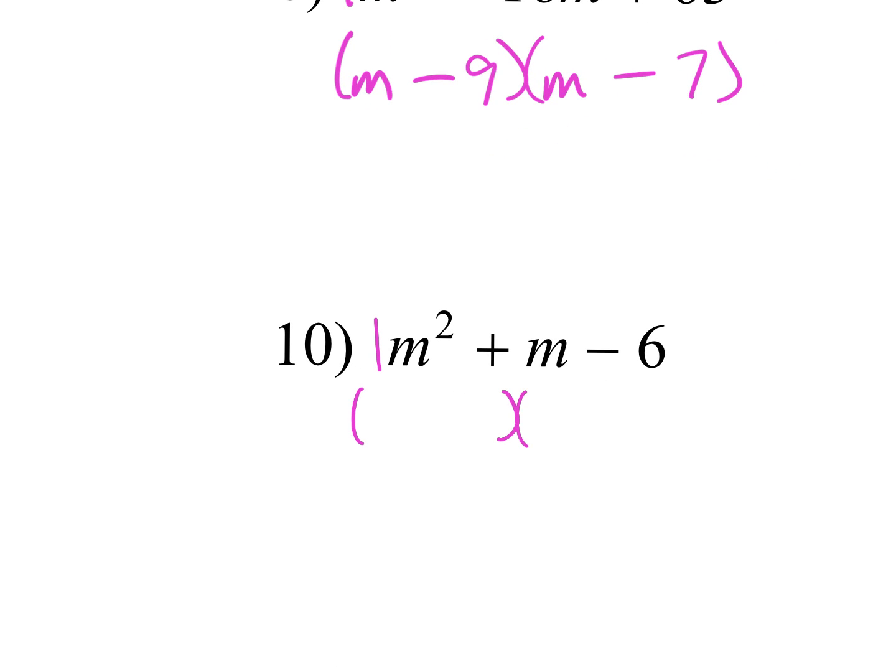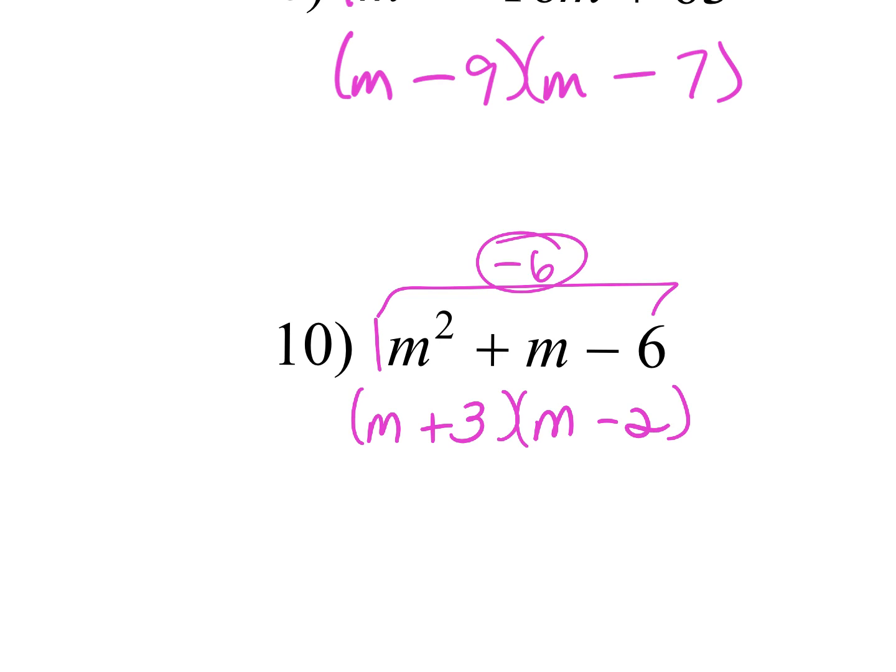What goes in the front of each parenthesis? M, right? So A times C is negative 6. What are the factors of negative 6 that multiply to give you negative 6 but add to give you 1? Plus 3 and negative 2. Again, if you're like, oh gosh, I knew it was 3 and 2, think about it. If the last sign is negative, that means you get one positive, one negative in the parentheses. The middle sign goes with the bigger factor. 3 is bigger than 2.